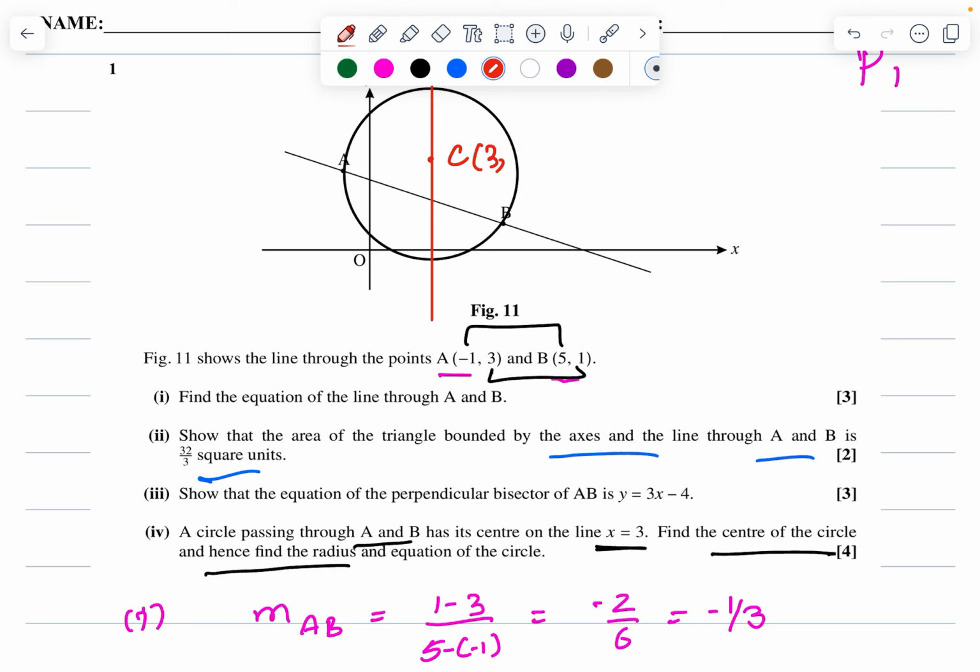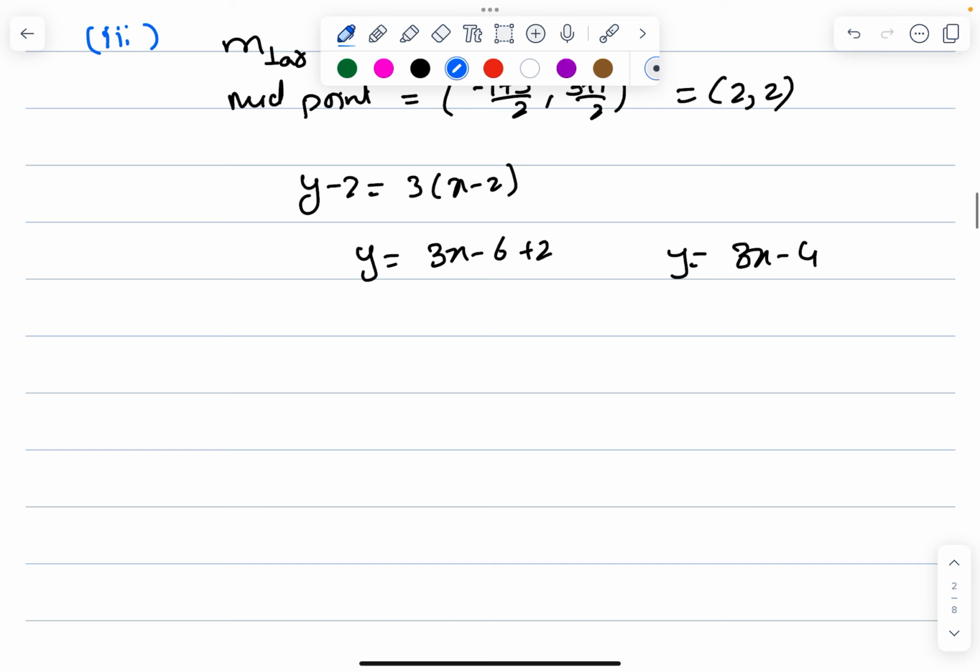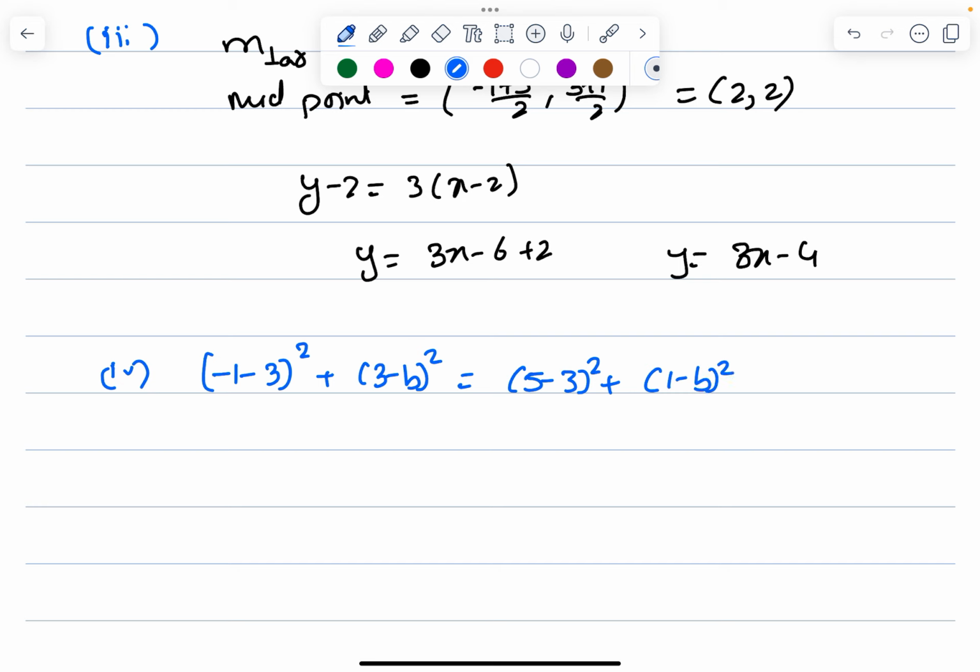So the center is going to be the point 3 comma b. Now this is the radius. This radius should be equal to this radius, and this point is minus 1 comma 3, and this point is nothing but 5 comma 1. So the radius r should be the same. So what am I going to do for that? Minus 1 minus 3 whole square plus 3 minus b whole square should equal 5 minus 3 whole square plus 1 minus b whole square. So 16 plus 9 minus 6b plus b square equals 4 plus 1 minus 2b plus b square.